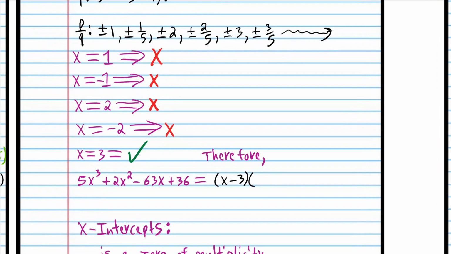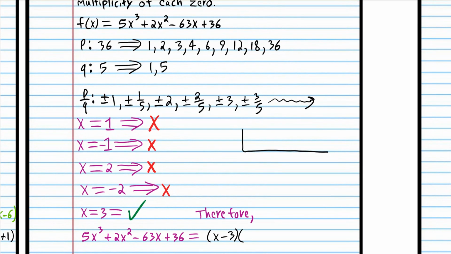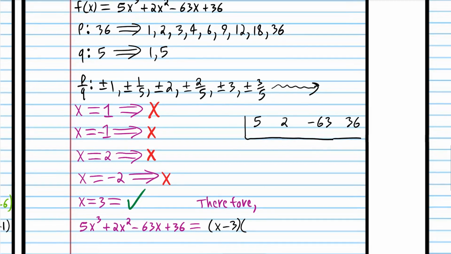But we need to find the depressed polynomial, so we're going to write the coefficients: 5, 2, negative 63, and 36. And we're going to divide by x minus 3, which means this number is going to be positive 3.